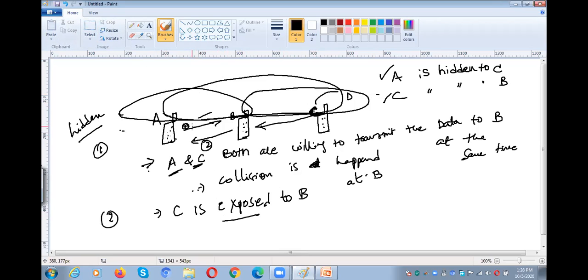For the first case, both A and C are willing to transfer data to B. So the collision happens at B because A is hidden to C and C is hidden to A. That is the first problem. And the second problem is B is willing to transfer data to A and next C is willing to transfer data to D. But C is waiting for B. C is waiting until B completes its transfer. There is no need to wait for B's information transfer. Why? Because C is willing to transmit the data in this direction. But C is waiting unnecessarily. That is the exposed problem. So how can we solve these problems?